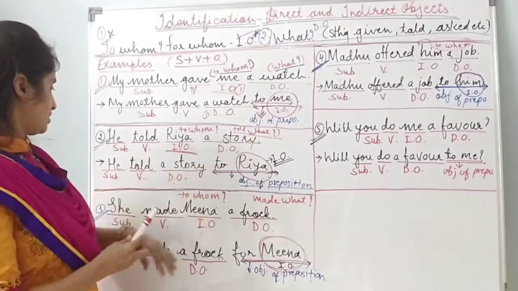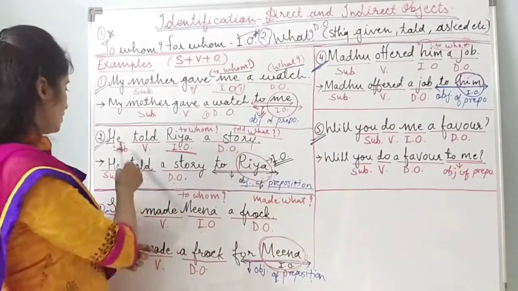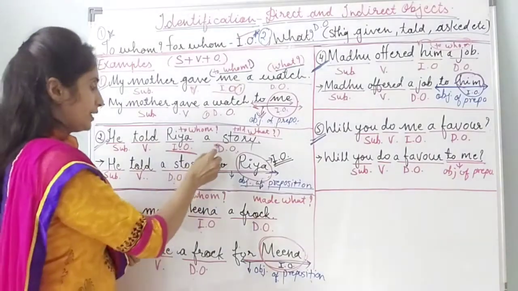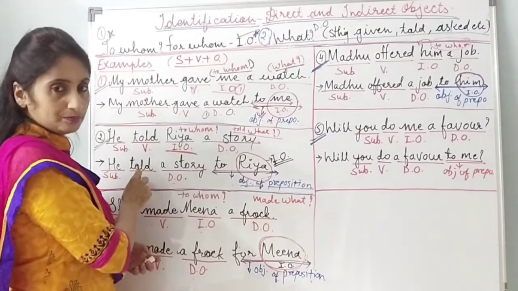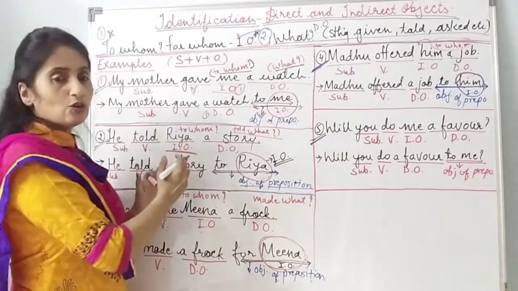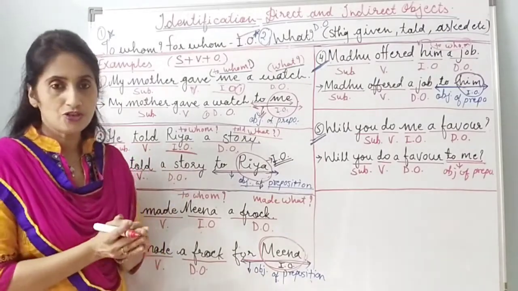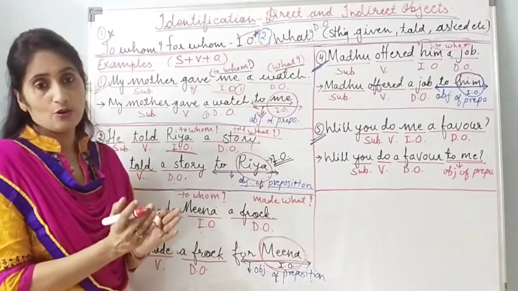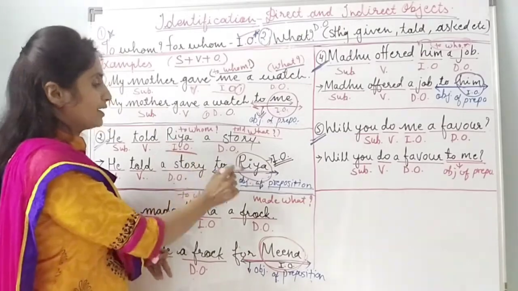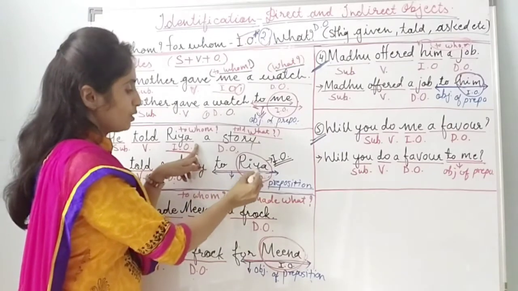The same sentence is written here in a slightly different way. See here: He told a story to Riya. Same subject, same verb, and what is the difference here? The direct object has occurred after the verb. Whenever the direct object comes after the verb, we have to make use of a preposition for writing the indirect object. So in this sentence, we have to take the help of "to" and then write the indirect object.